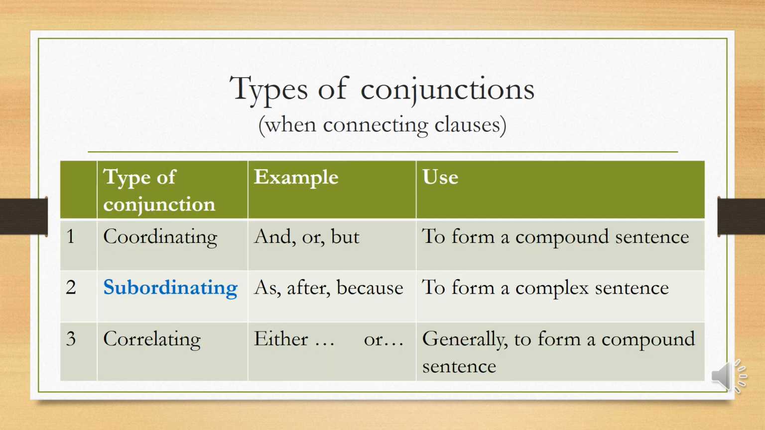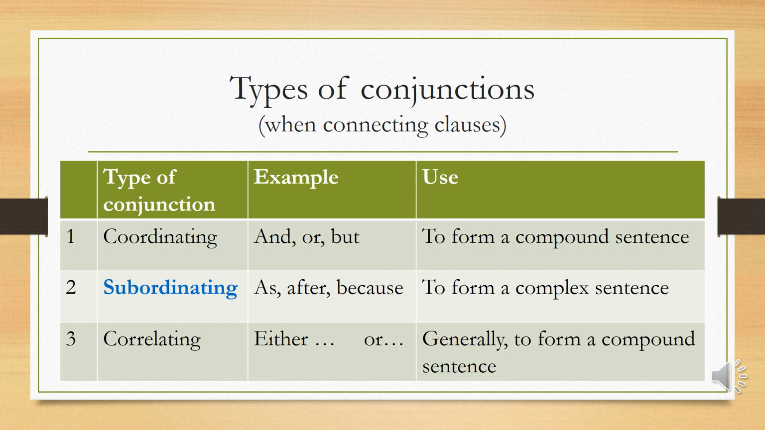There are generally 3 types of conjunctions, and we're going to talk about them as they connect clauses, not words or phrases, okay? So the coordinating conjunctions, we can talk about that in a different video. They form compound sentences. The correlating conjunctions also do that, generally. And then we are talking about today the subordinating.